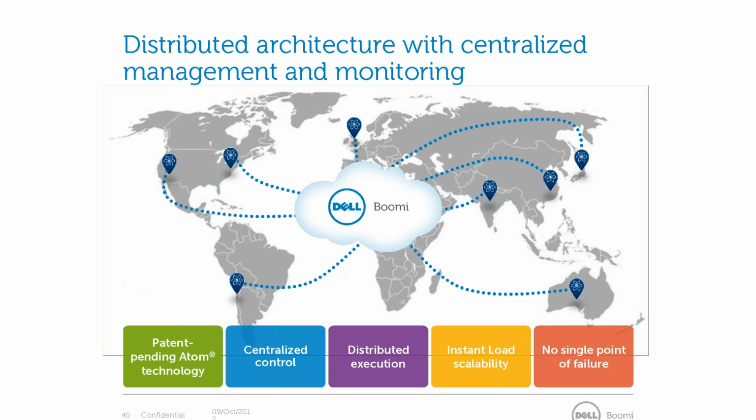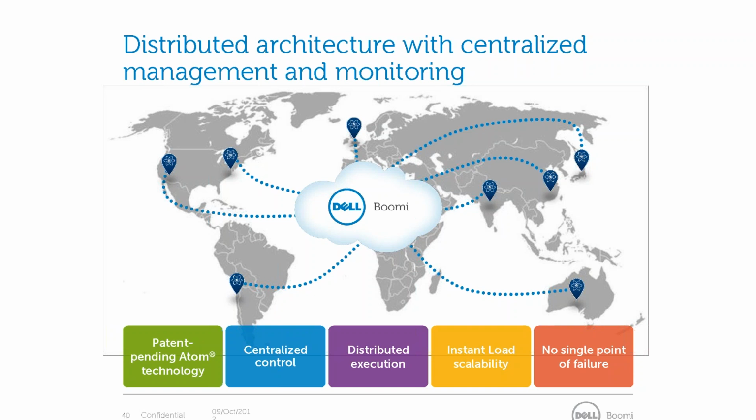These are the different characteristics. You can see the patent pending Atom technology. It provides a very simple UI wherein you just have to drag and drop your components and build the integrations. It is centrally controlled, so all the data is centrally controlled in the data center. Distributed execution: it is distributed across different data centers.